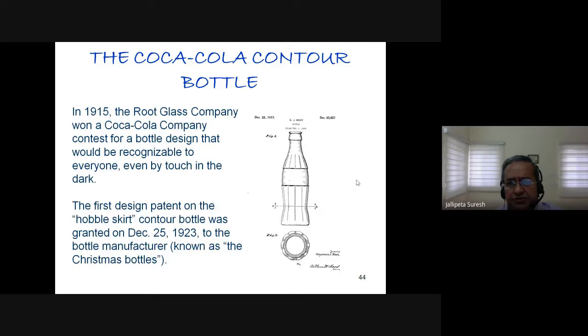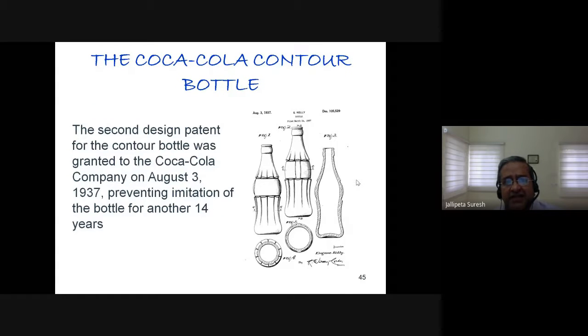Let me quickly take you through the example of the Coca-Cola bottle. In 1915, Coca-Cola's design shape was registered as a design. As you can see here, this is the shape of a hobble skirt, known as the Christmas bottle in the year 1915. Then a second design patent was obtained for the web-like features on the bottle, the contour of the bottle. This was registered as a second design. In addition to the shape, you can see the contours, the web-like features on the surface of the bottle.